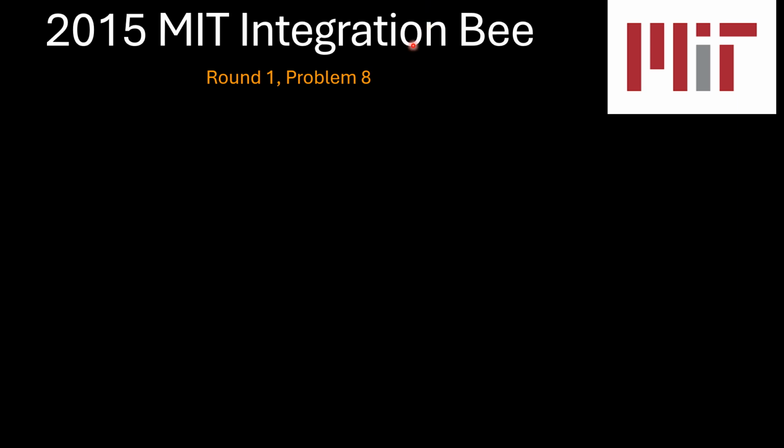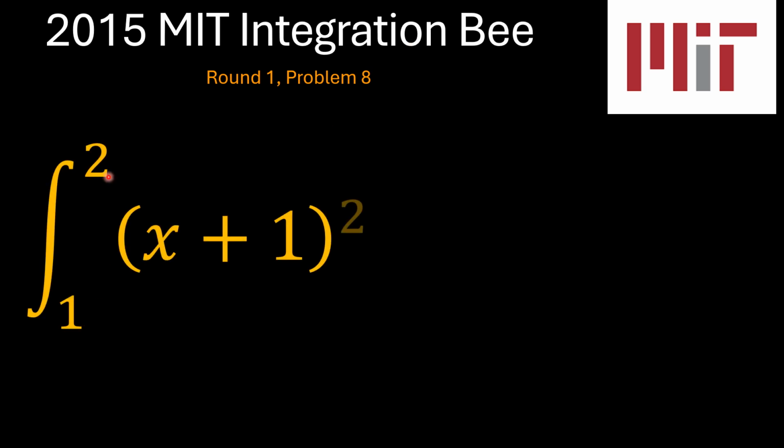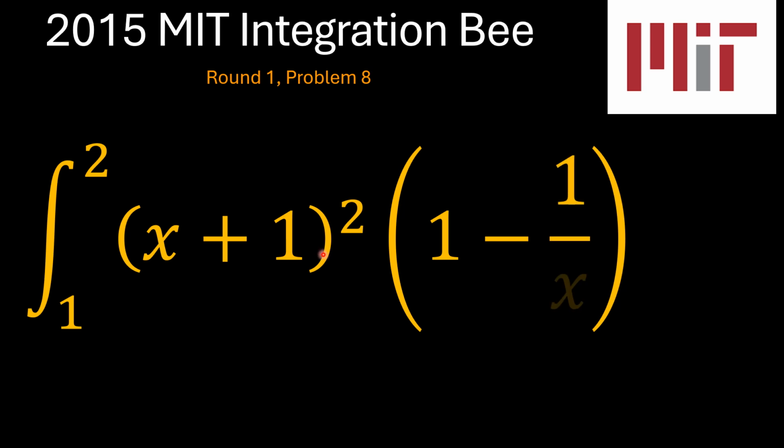Problem number 8 of round 1 of 2015 MIT Integration Bee, which is the definite integral from x equals 1 to x equals 2 of the square root of x plus 1, times the cube root of 1 minus 1 over x. So this is a problem that tripped everyone up. Let's see how we may be able to solve it.